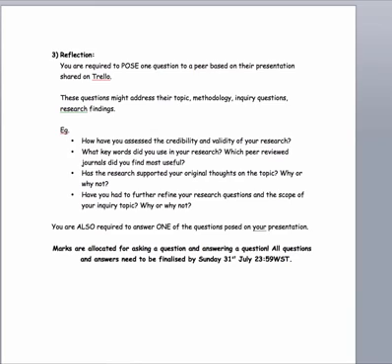Third example, has the research supported your original thoughts on the topic? Why or why not? Okay, well, if it has supported your original thoughts, how did it do that? And if not, well, why not? And the final example is, have you had to further refine your research questions and the scope of your topic, your inquiry topic?